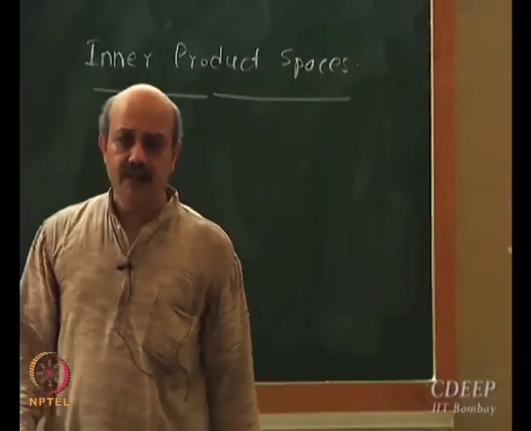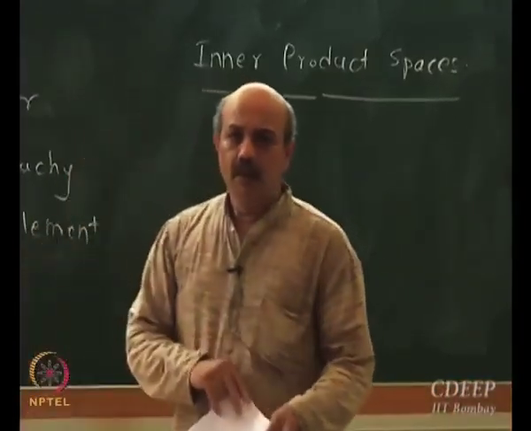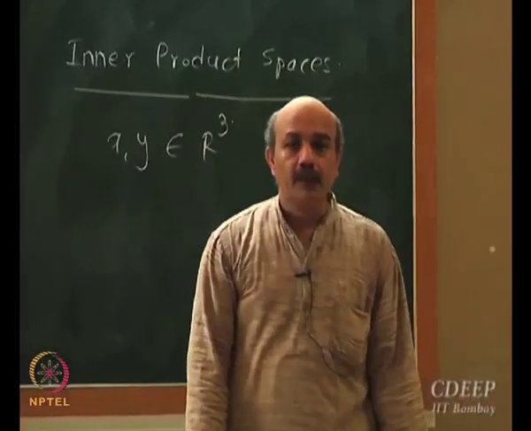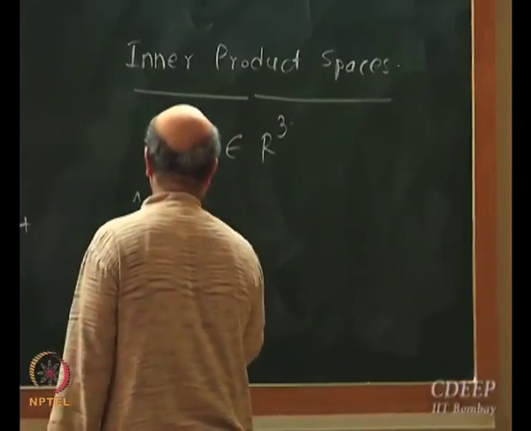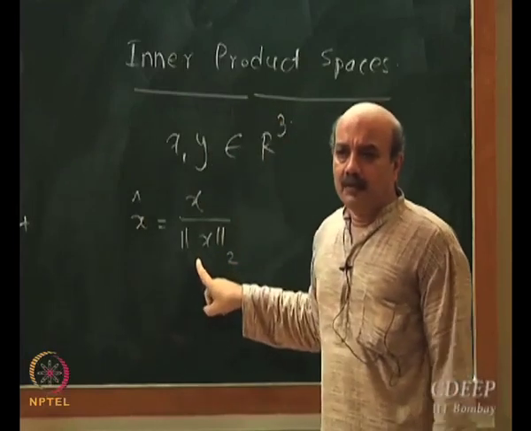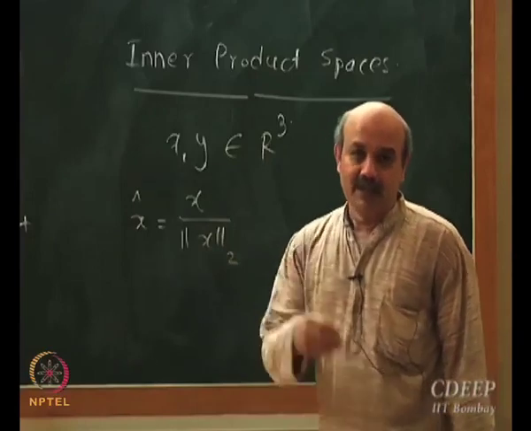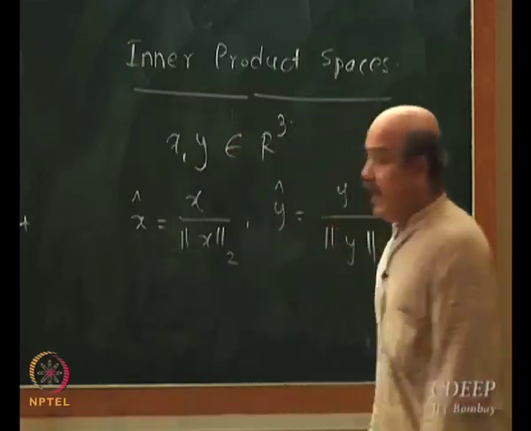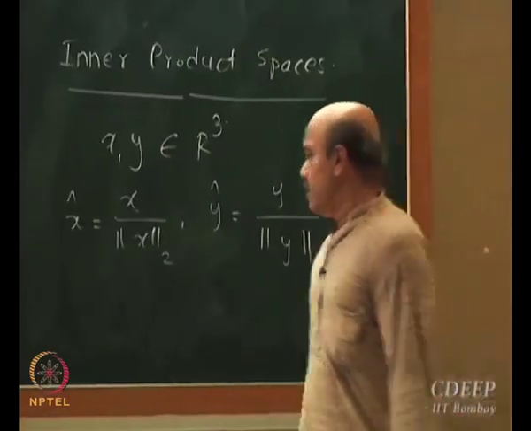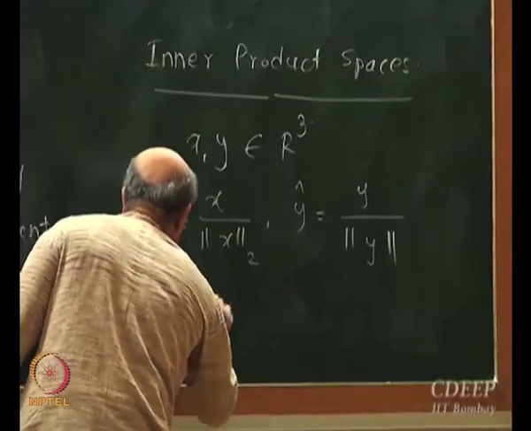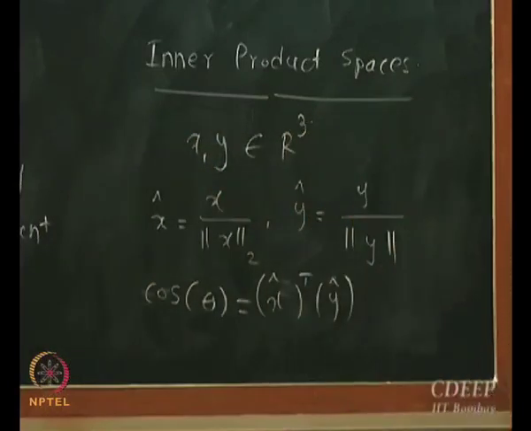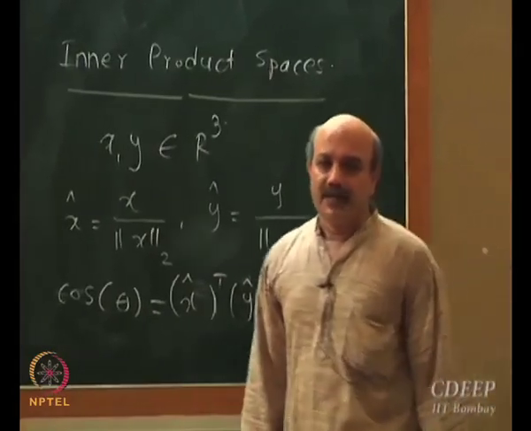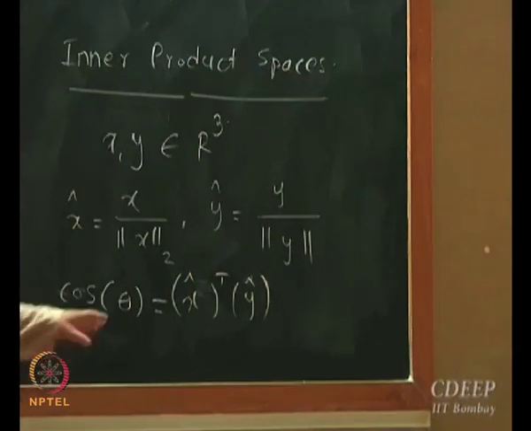How do you define angle in three dimensions? If I am given any two vectors, say x and y, which belong to R3, how do I find the angle between them? What I do is I find x cap, which is a unit vector in this direction. Normally I take a 2 norm here. Why 2 norm? We'll come to that. Why not 1 norm? There is something special about this 2 norm. And y cap is the corresponding unit vector, and then we say that cos theta, the angle between these two vectors, is just x cap transpose y cap. This is a fundamental way by which we define angle between any two vectors in three dimensions.